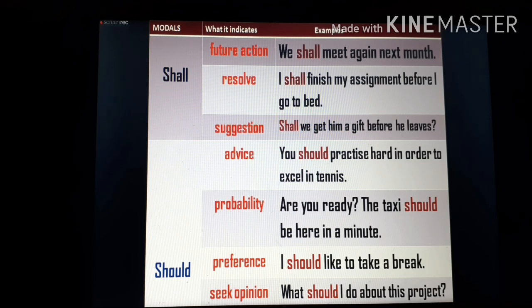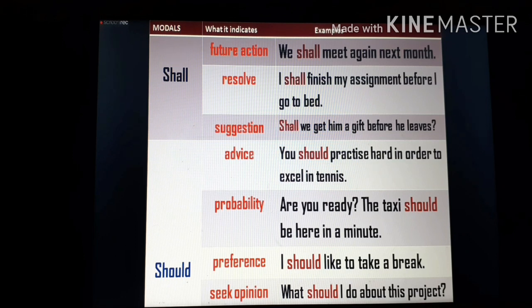Should is the past form of shall. It is used to express advice, probability, preference, or to seek or ask for any opinion. You should practice hard in order to excel in tennis. This is an advice.